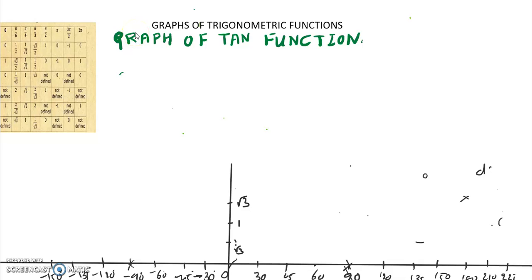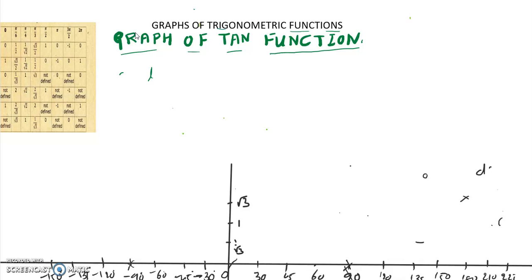This is the second video on the graphs of trigonometric functions. In the last video you have seen the graph of sine function and cosine function. In this video we shall see the graph of the remaining functions. Okay, the first one here is the graph of the tan function.